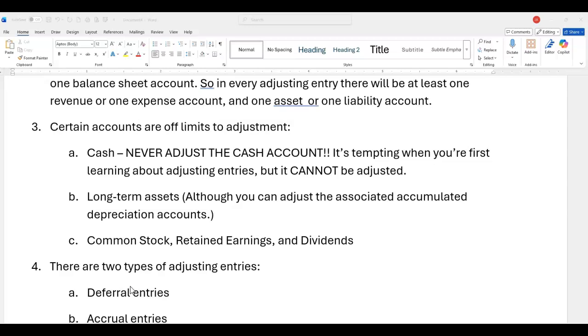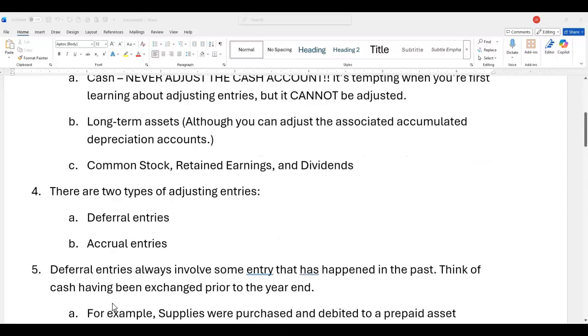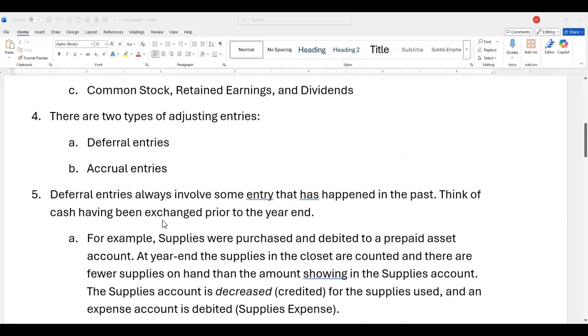Okay, there are two types of adjusting entries. There are what are known as deferral entries and what are known as accrual entries. A deferral entry always involves some entry that has happened in the past. Think about cash having been exchanged prior to the year end or the period end. For example, we buy supplies. So when we buy supplies, we usually debit a prepaid asset account called supplies.